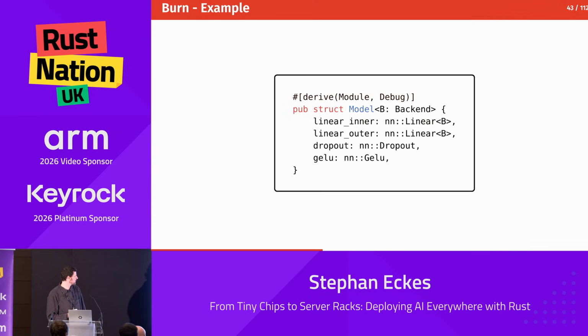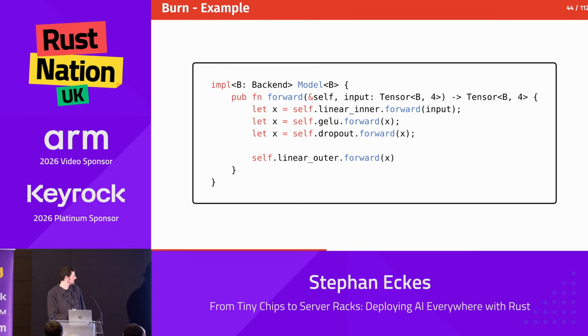Then you have the model struct, which is generic over the backend. So every layer that you choose here is also generic over the backend, so that it can run on GPU or CPU or microcontroller. Here we have two linear layers, one dropout layer and one GLU activation. So it's very much like in PyTorch. If you find PyTorch code, you can mostly translate it very nicely to this framework.